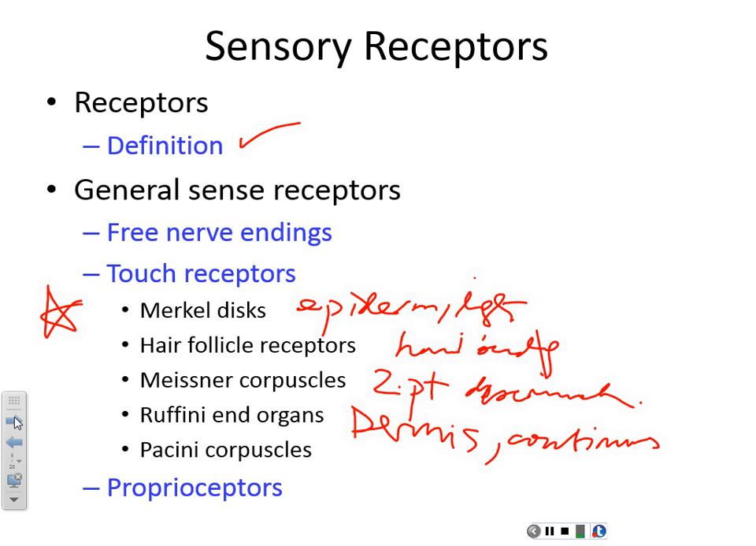Pacinian corpuscles. P for pressure, right? So these ones are sensitive to? Pressure, vibration. Yeah, deep pressure, heavy vibrations. And of course, where are these ones located? The subcutaneous tissue. Yeah, the subcutaneous tissue, very deep, just at the bottom there. So these are really subcutaneous tissue, and it's vibrations and heavy pressure. You know what I'm saying? So gotta know these guys, where they're located and what they're sensitive to, because that forms an exam question.